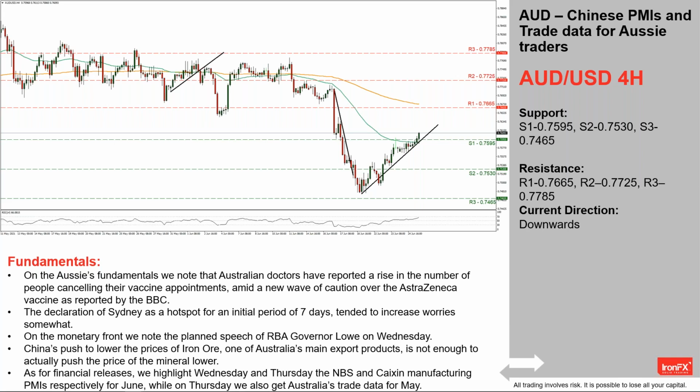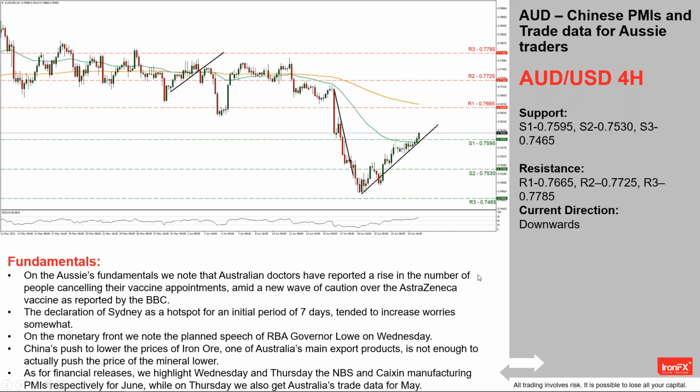On the monetary front, we note the planned speech of RBA Governor Lowe on Wednesday. Also, it should be noted that prices of iron ore are still at high levels despite a slight decline. On the other hand, it seems that China's push to lower the prices of iron ore, one of Australia's main export products, is not enough to actually push the price of the mineral lower. As for financial releases, we highlight Wednesday and Thursday, the NBS and Caixin manufacturing PMIs respectively for June, while on Thursday we also get Australia's trade data for May.